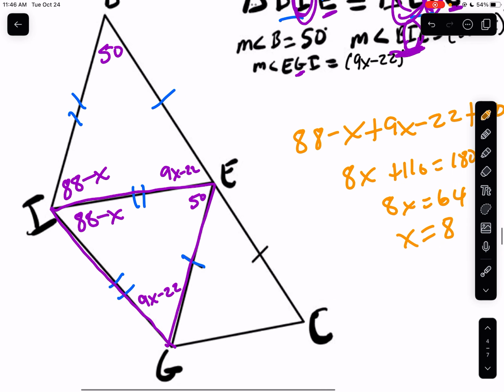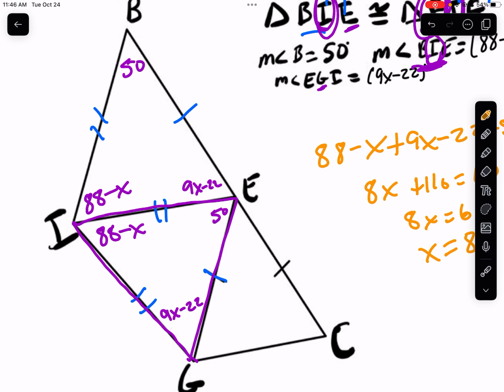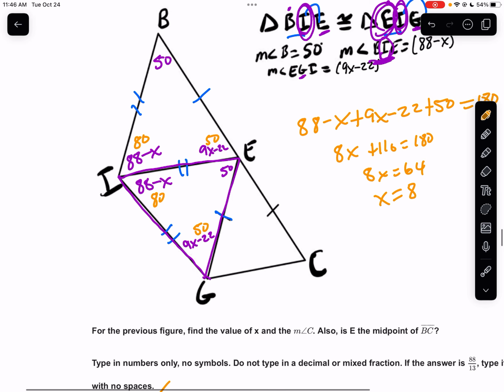Okay, well if I plug in 8, 88 minus 8 would be 80. 9 times 8 would be 72, minus 22 would be 50. Which means if that one's 80, this one's 80. And if that one's 50, this one's 50. So look at all these things that we know. This is a tough question. If you don't fill out everything you know as you go, you would get stuck, no doubt.